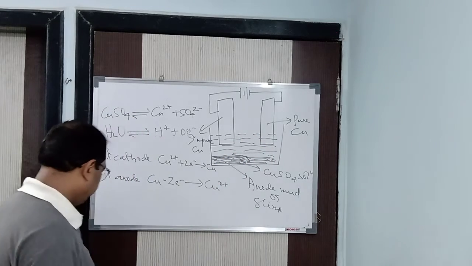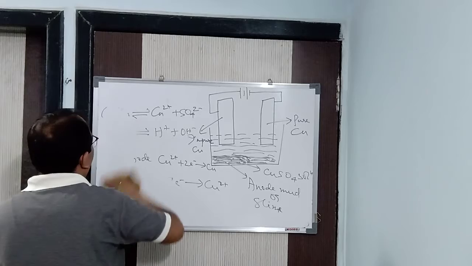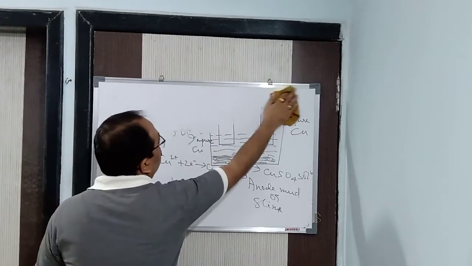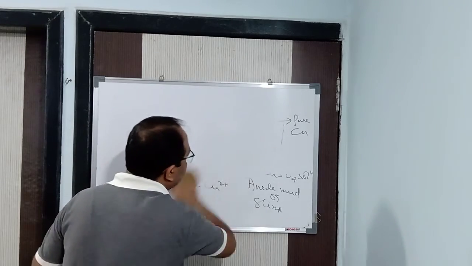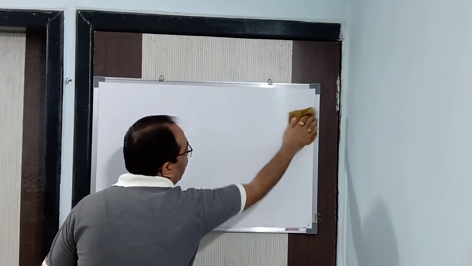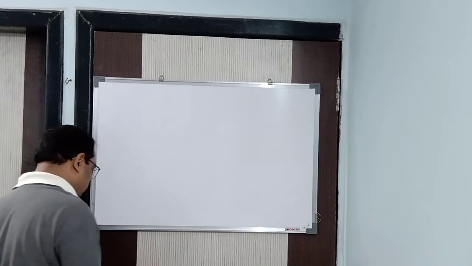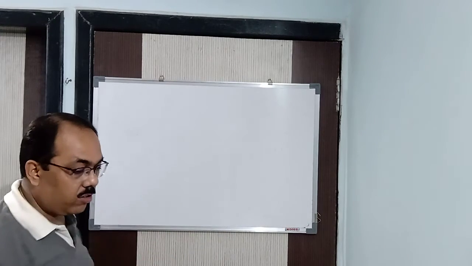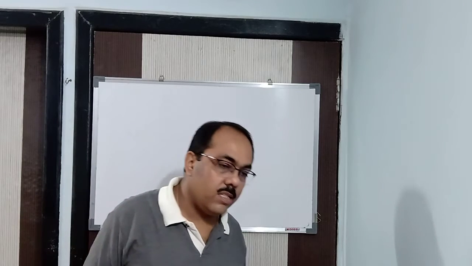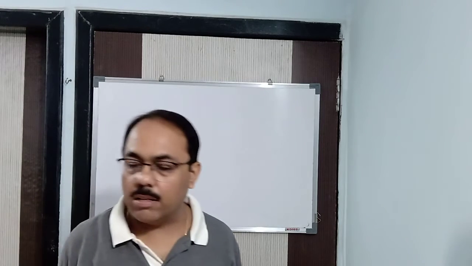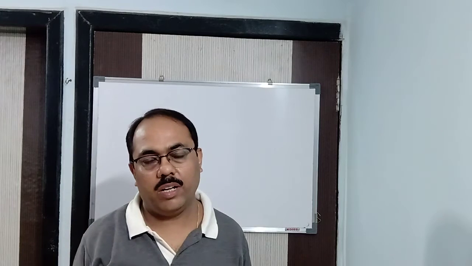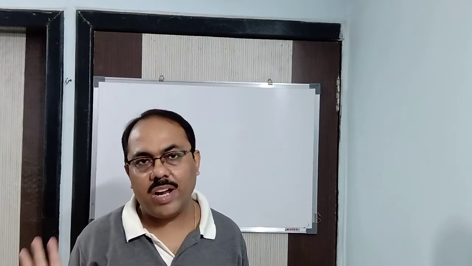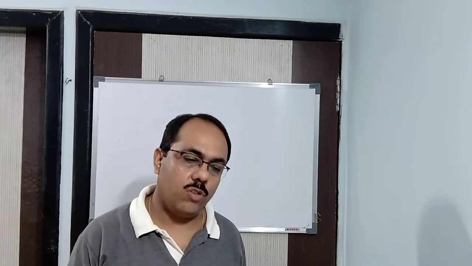Alright, fine. Next, the last one is electrometallurgy. You will study more about electrometallurgy in your metallurgy chapter. I said electroplating, electrorefining, and electrometallurgy. So, electrometallurgy is a process of extraction of metals with the help of electrolysis.